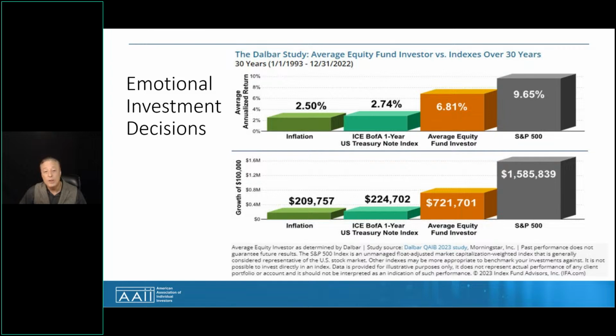In fact, the 2022 study by Dalbar showed that over the previous 30-year period, the S&P 500 average return was 9.65%. You can see it right here. While the average equity mutual fund investors' return was only 6.81%. Now, there are probably many reasons for this, but certainly one of them could be that emotions cause many investors, presumably without a plan, to chase price and uptrends and then panic in downtrends.